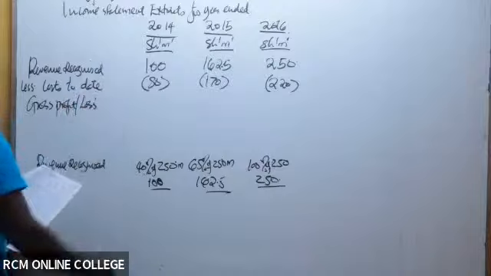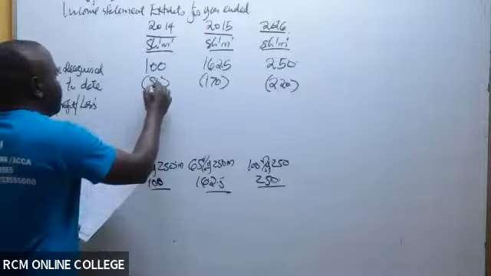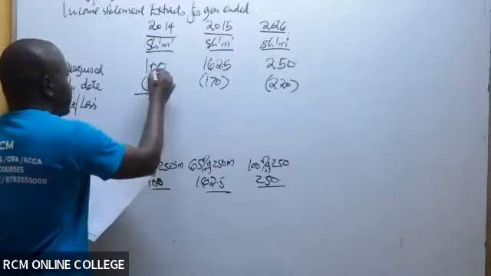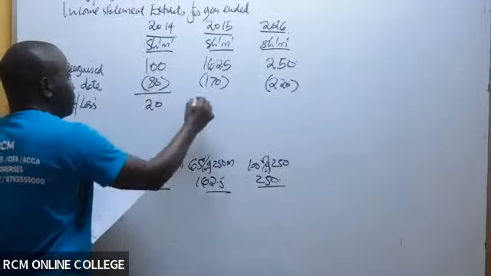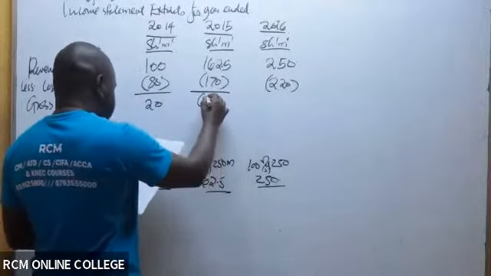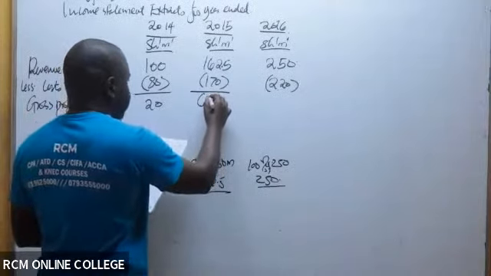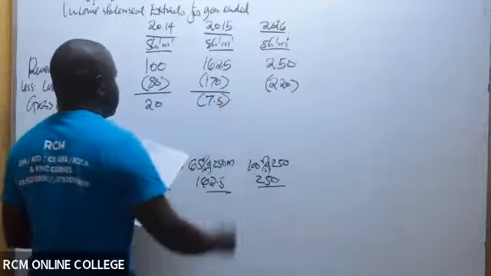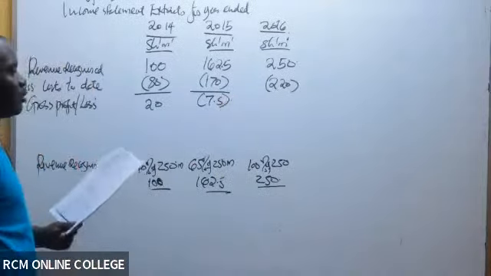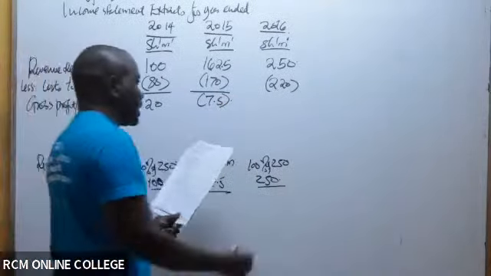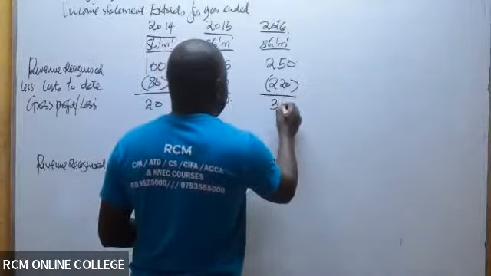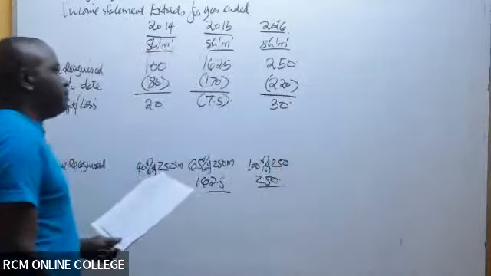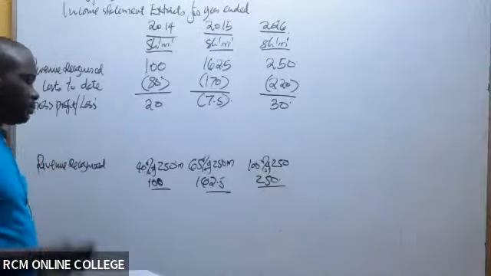So you can less for the first year. This one is 20. This one is negative 7.5, which is not a profit, it is a loss. This one is actually 30. When you minus, you get that.